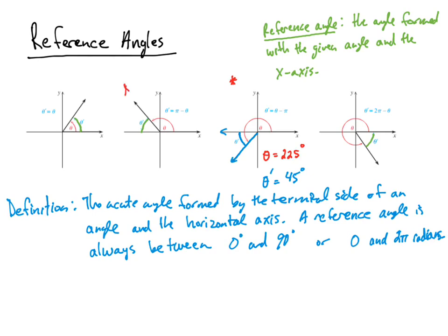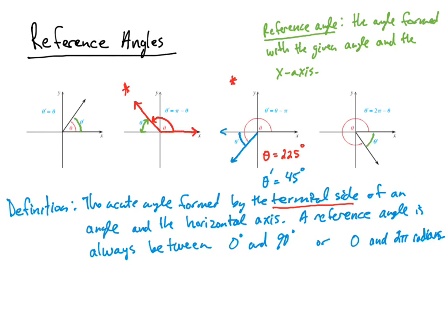So let's look at this second image here. So we have our original angle theta. The initial side of that angle is here. The terminal side is wherever that angle ends. So when we say terminal side of an angle, that's what we're talking about. And then the horizontal axis. So that's why we want this angle right in here. That is the reference angle.